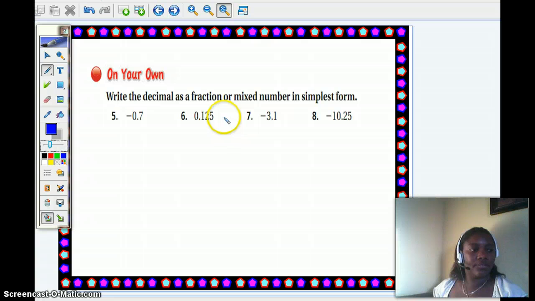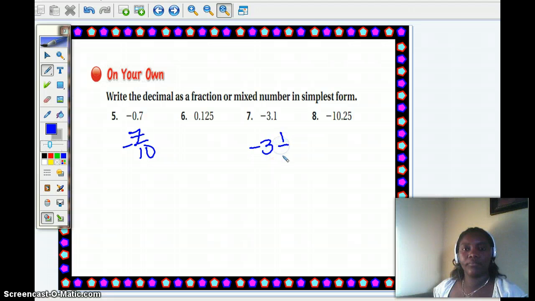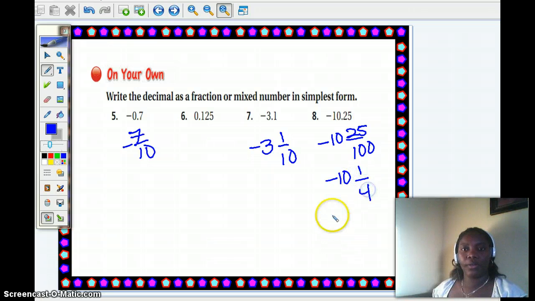Alright, welcome back. Now, number 5 here will be, same as we read it, negative 7/10. Now there's nothing to reduce. Number 3, same as we read it, negative 3 and 1/10. Same as we will read it, nothing to reduce here. And then here we have negative 10 and 25 hundredths. And then we reduce 25 hundredths, which is negative 10 and 1/4. Okay, any questions? Please post them on Edmodo. Stop and rewind the video.